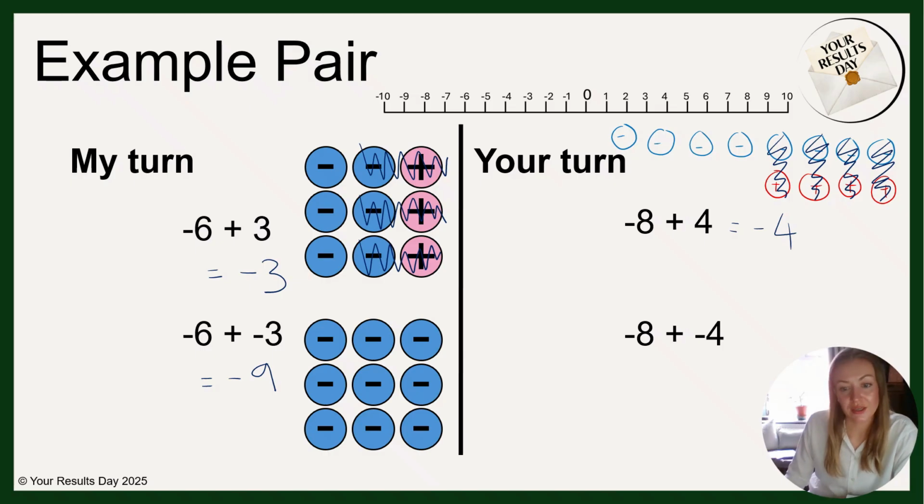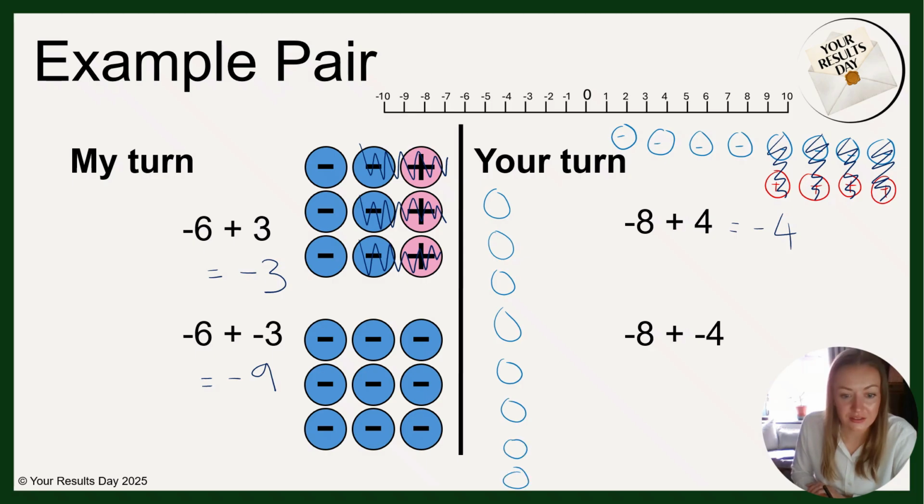With the other question, we're starting again with 8 negatives. I'll do these ones down the side. 1, 2, 3, 4, 5, 6, 7, 8. Just squeeze them in there. Put my negative symbol in. And then we are adding 4 more negatives. So 1, 2, 3, 4. And if I count these up when I'm done, all together, we have got 12 negatives, so our answer is -12.